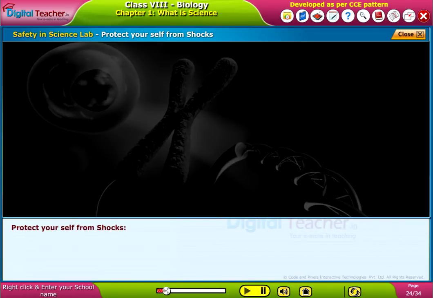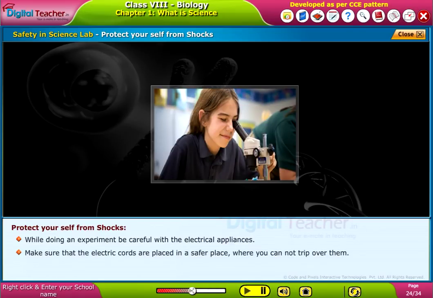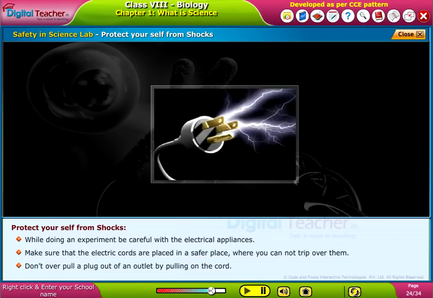Protect yourself from shocks. While doing an experiment, be careful with the electrical appliances. Make sure that the electrical cords are placed in a safer place where you cannot trip over them. Don't overpull a plug out of an outlet by pulling on the cord.